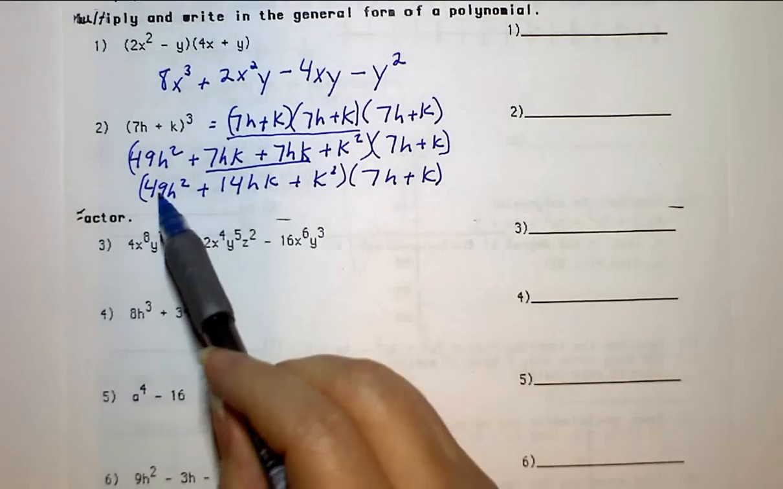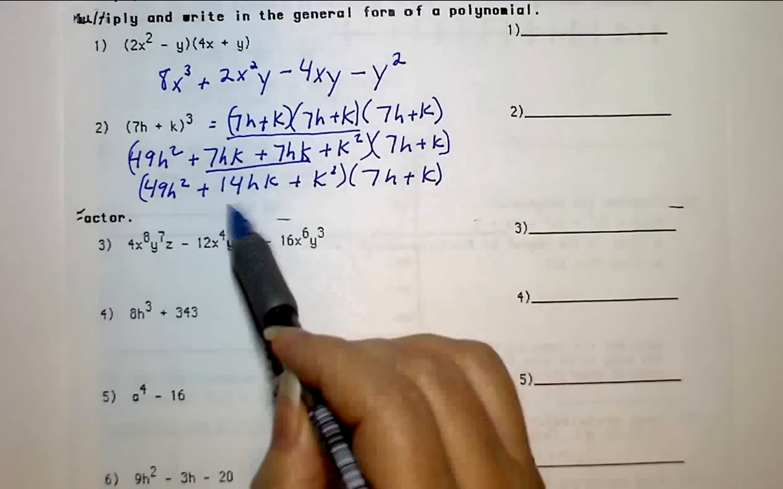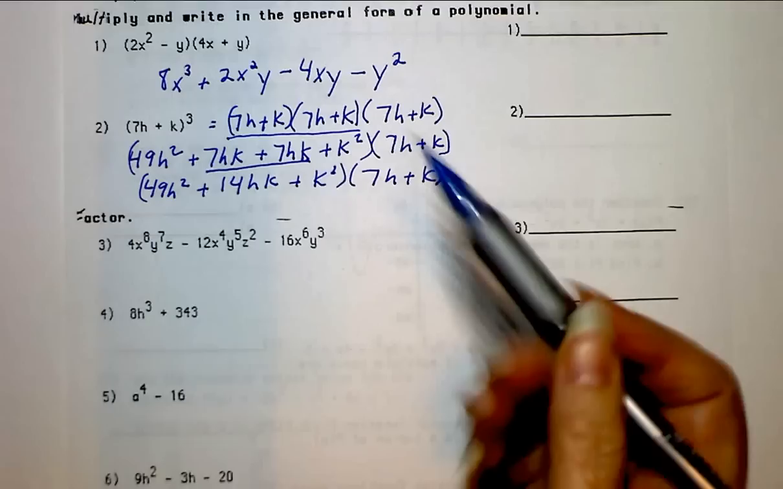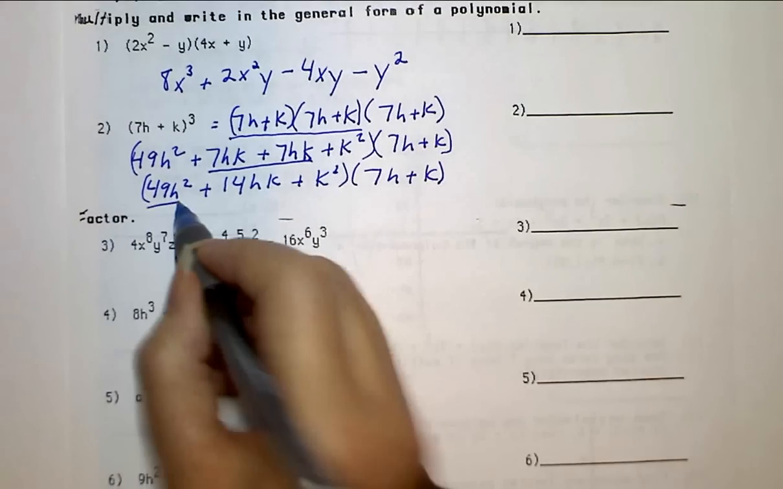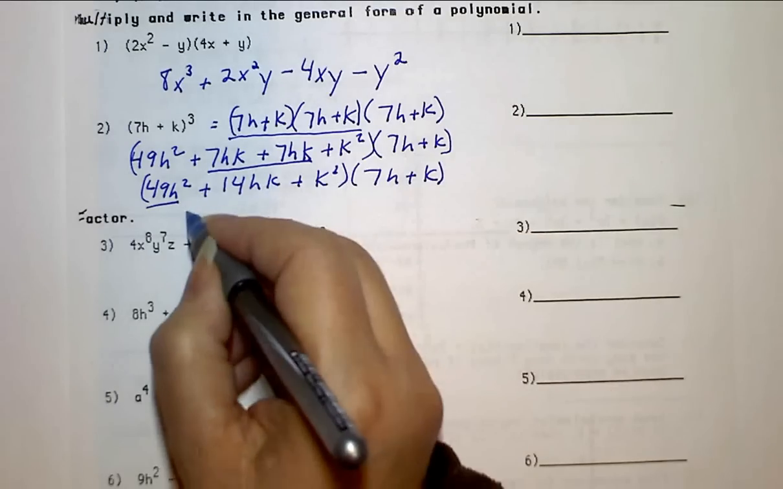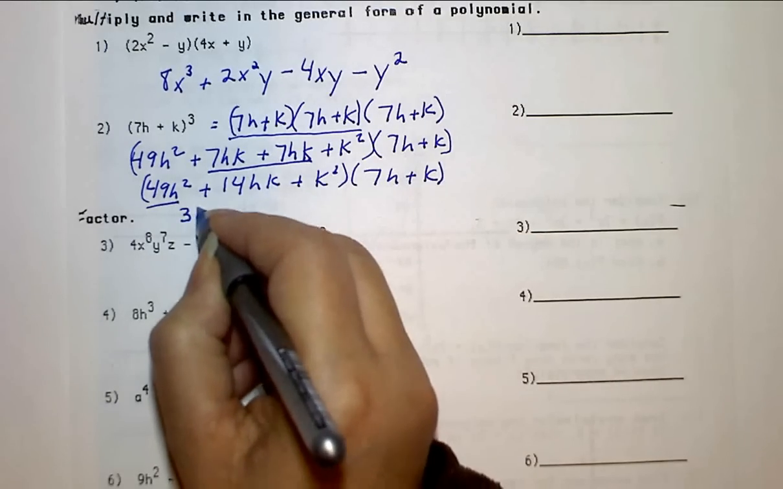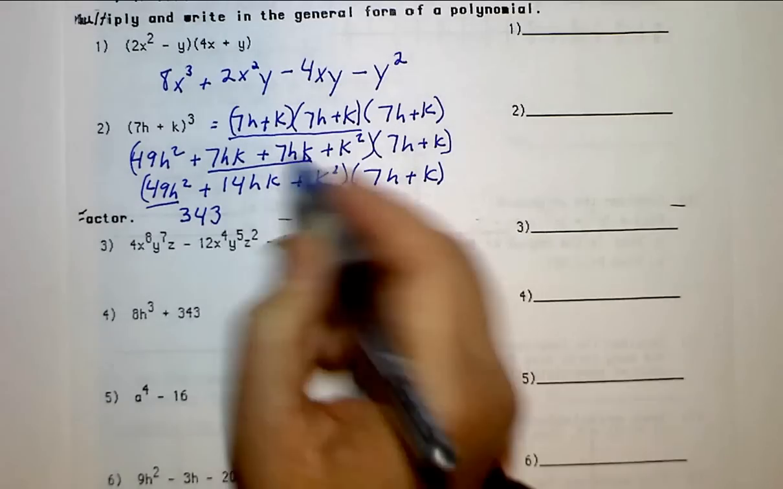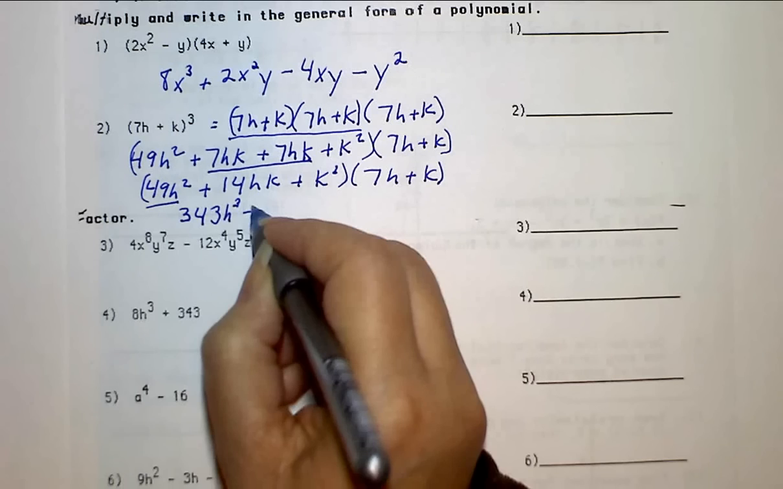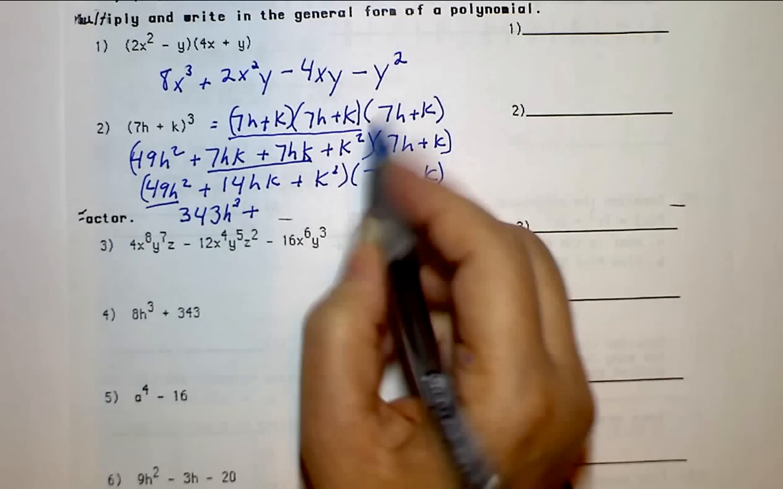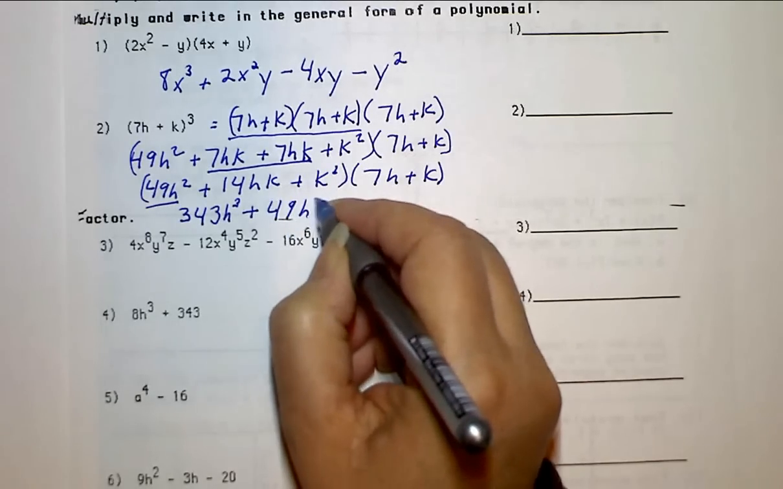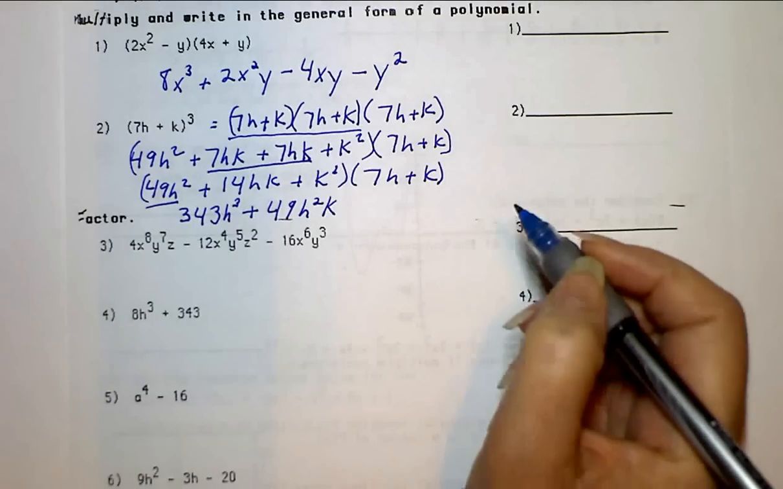You can multiply this to each one of them and keep going like that, or you can do it backwards. It doesn't matter because it's all the same. So I'm going to take this one and multiply it by both of them. So 49h squared times 7 gives me 343h cubed, plus 49h squared times k, 49h squared k.